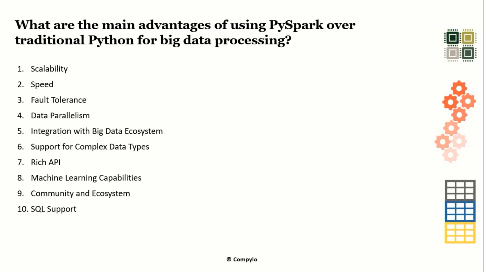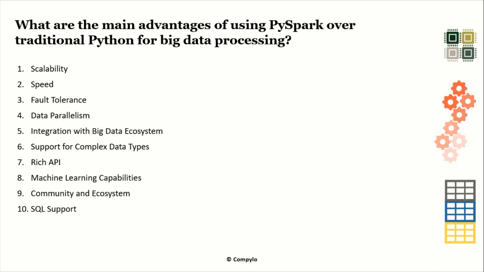Eighth point is machine learning capabilities. PySpark's MLlib provides scalable machine learning algorithms that can operate on large datasets, making it easier to implement machine learning workflows in big data scenarios. Next point is community and ecosystem. As part of the Apache Spark ecosystem, PySpark benefits from a large community, extensive documentation, and ongoing contributions, ensuring access to a wealth of resources and support.